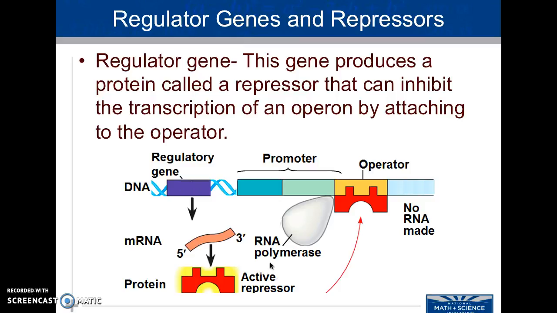The regulator gene produces a protein called a repressor that can inhibit the transcription of an operon by attaching to the operator. So this is the order. If we look at that DNA sequence, we have the regulator gene. If that gene is transcribed, it's going to make a protein that will bind to the operator. Then we have our promoter, which is our TATA box, and then we have our operator.